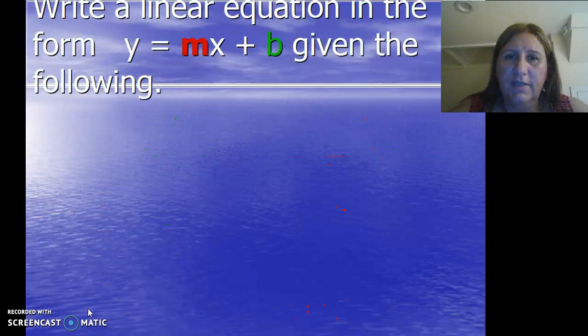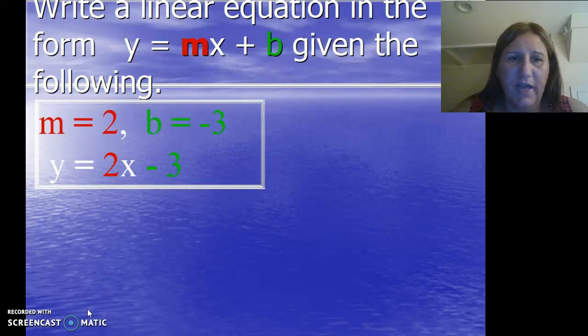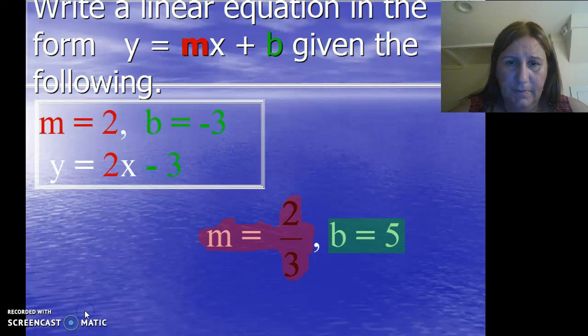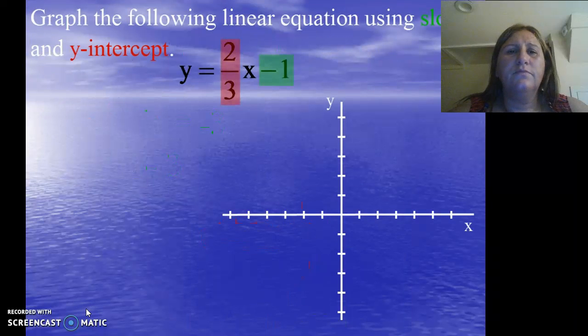Okay. In this slide, we will be writing a linear equation in slope-intercept form. So you will be given m and you will be given the y-intercept. Just write down y equals mx plus b, and plug in m and b. So if the slope is 2/3 and b is 5, it will be y equals 2/3 x plus 5.